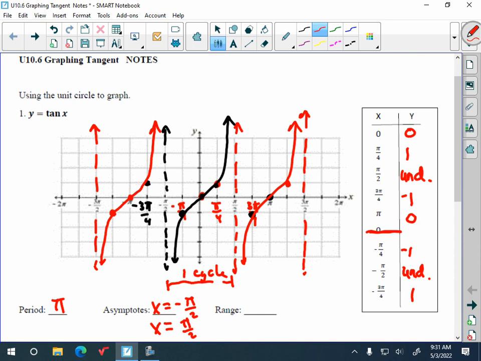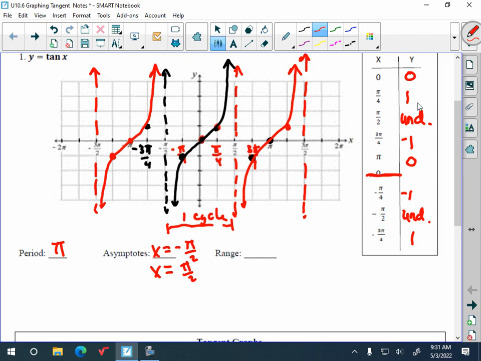Now, every pi over 2, so 3 pi over 2, negative 3 pi over 2, also creates an asymptote. When we're stating what the asymptotes are, we just have to give 2 of them, and we try to stay near 0, 0. Range, if you look at the range, what horizontal lines intersect our graph as we move from bottom to top, is going to be negative infinity to positive infinity.